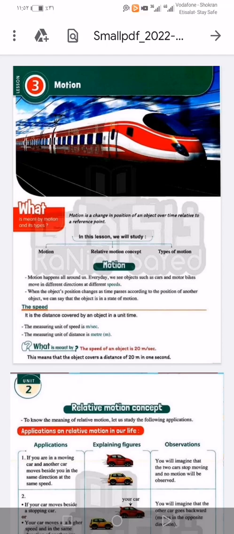Hello my dear students, today we are going to talk about lesson 3 in the physics branch, the motion. What is meant by motion?